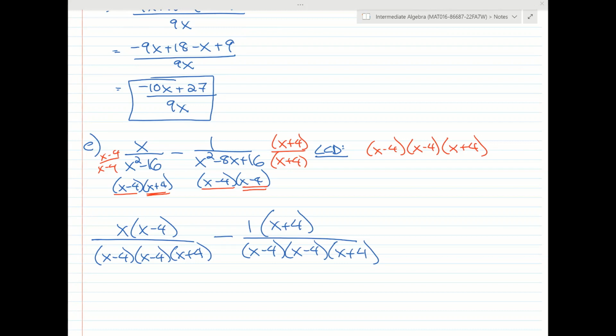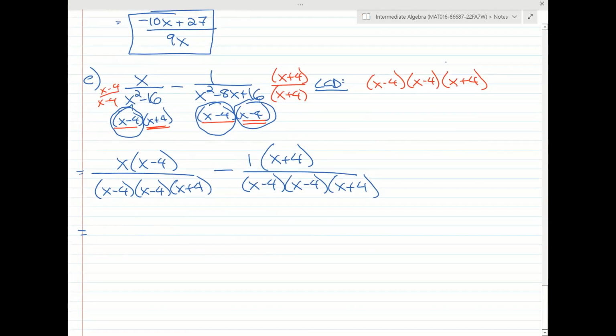So the question is, why do we need two x minus fours? You need two x minus fours because this has one and this has one. This has two, well, that means that all of them need two. All right. And now that we have all the denominators the same, we can combine fractions.